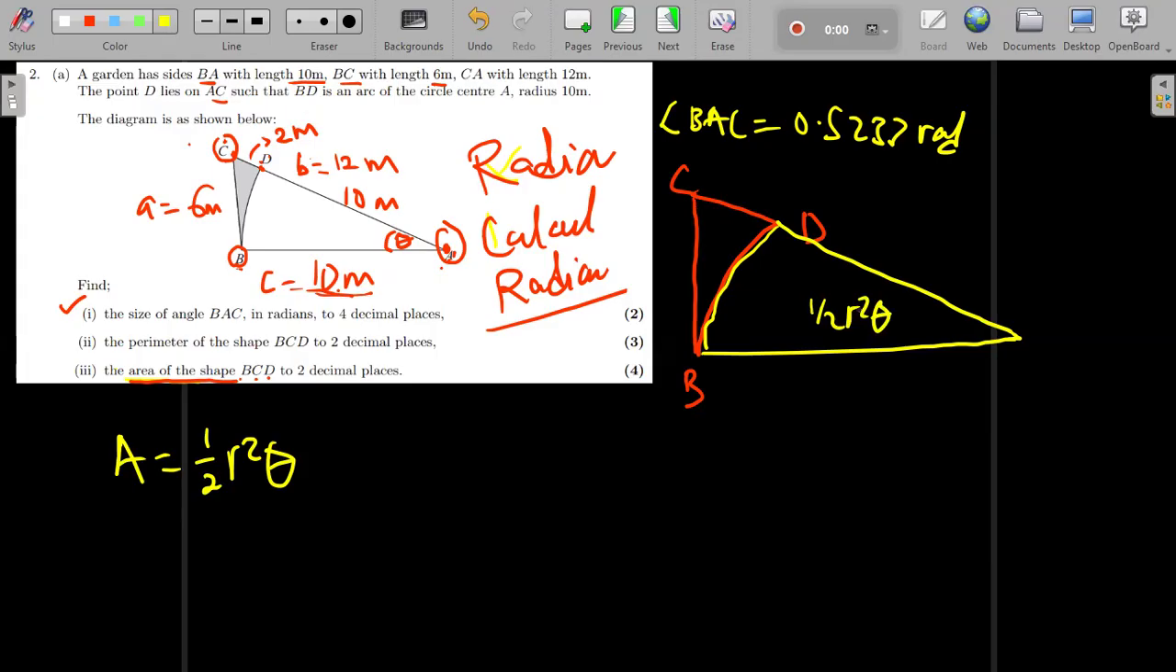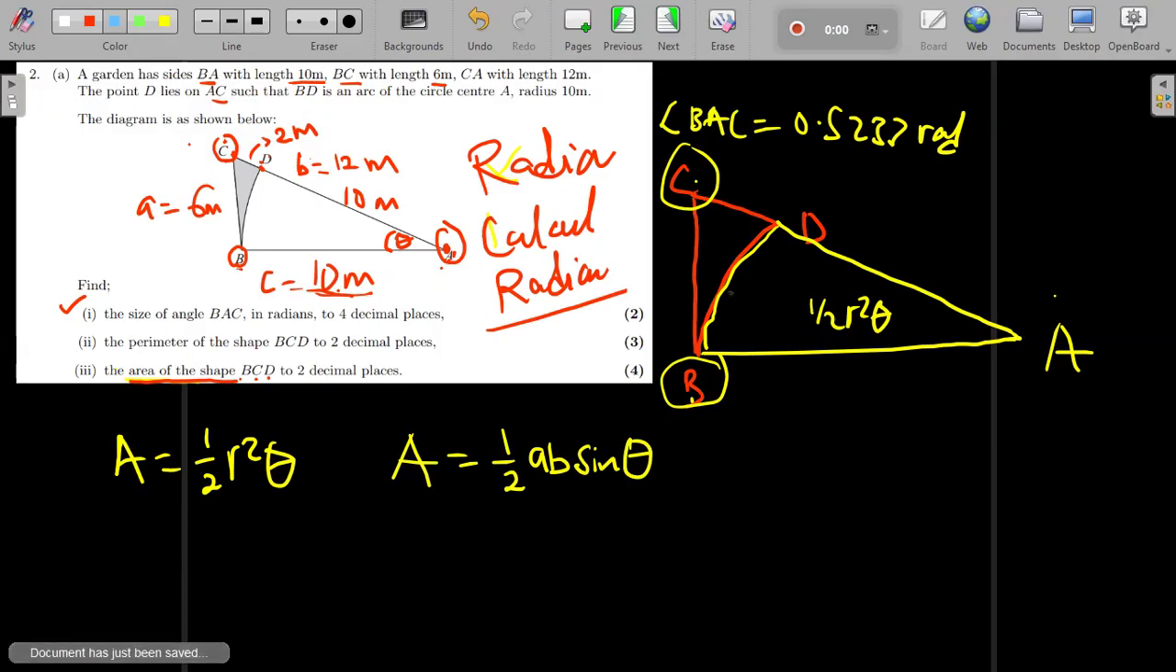And then this whole thing here, BCD, it is forming a triangle there, not necessarily right angled, but it's forming a triangle when you move from B to C and then to A. And from the first lesson, we derived the formula of the triangle to be half, multiplied by the A, multiplied by the B, and then sine theta.